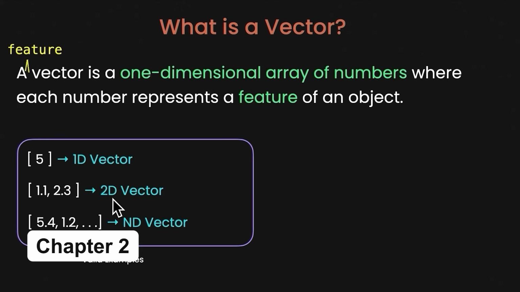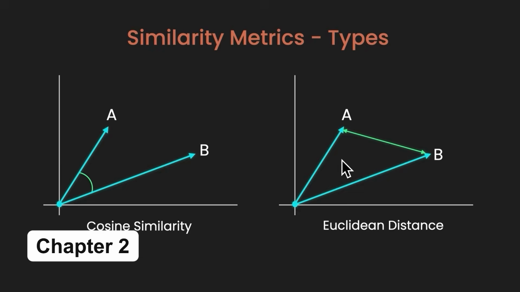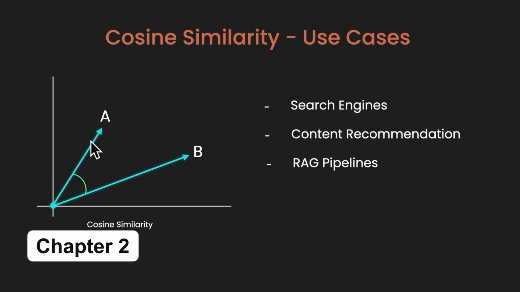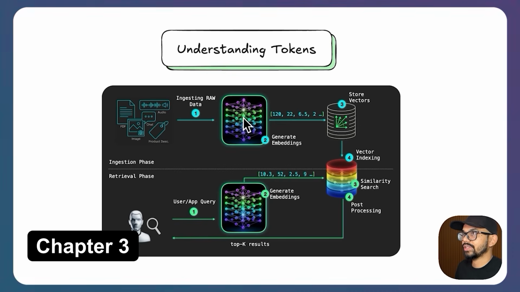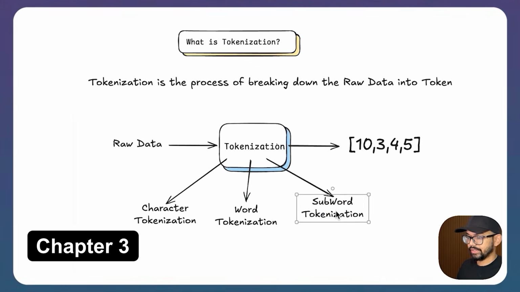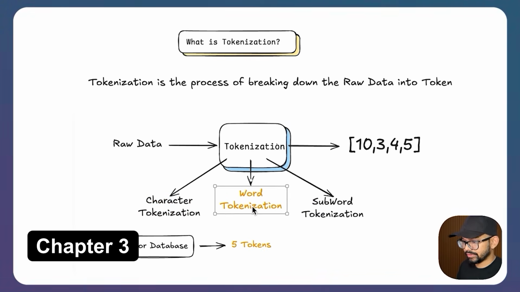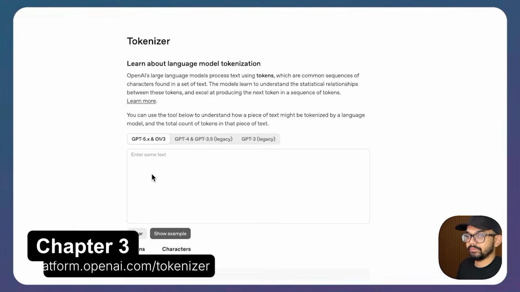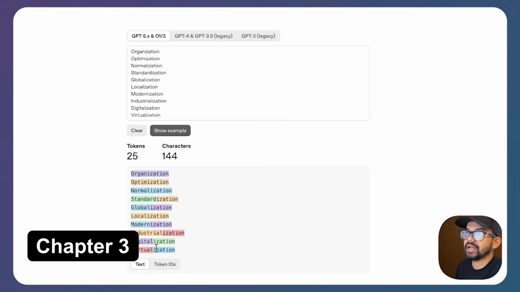In chapter 2, we will take a step back and understand what a vector actually is, because before understanding vector databases, you need to understand vectors and vector similarity. In chapter 3, we will dive into tokens and tokenization. You will learn what tokens actually are, why AI models don't understand raw text, why tokens are not the same as words, and how tokenization becomes the first step in the embedding pipeline.